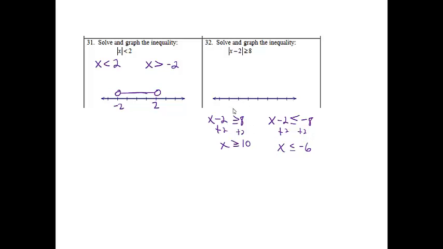So once again, we'll put the negative on the left side, positive on the right side. Closed circles for both because we do have an equal sign in this problem. And then if I'm greater than 10, that would be to the right. And if I'm less than -6, that's to the left. And that's what that graph would look like.